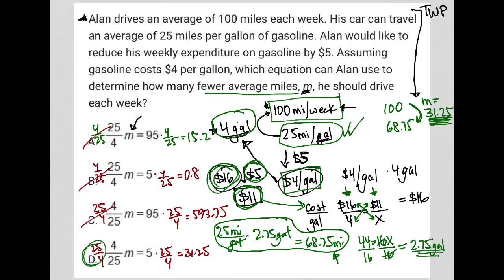That's the correct one, because this question is asking me to determine how many fewer average miles he should drive each week. So to me, it makes sense logically. It's just that I don't know if this was the way that the College Board might have wanted you to answer it, but hopefully you get something out of this that is useful.